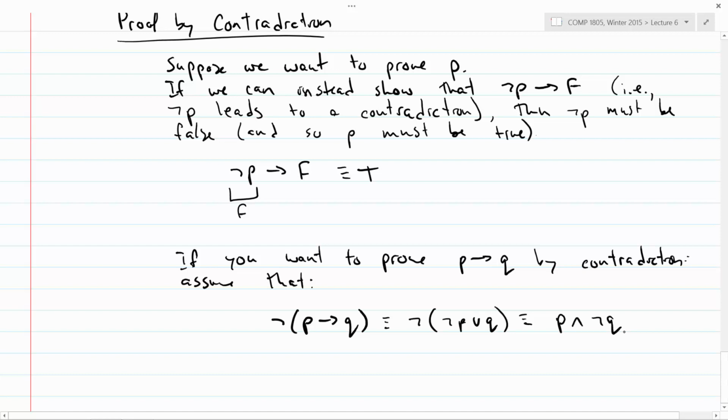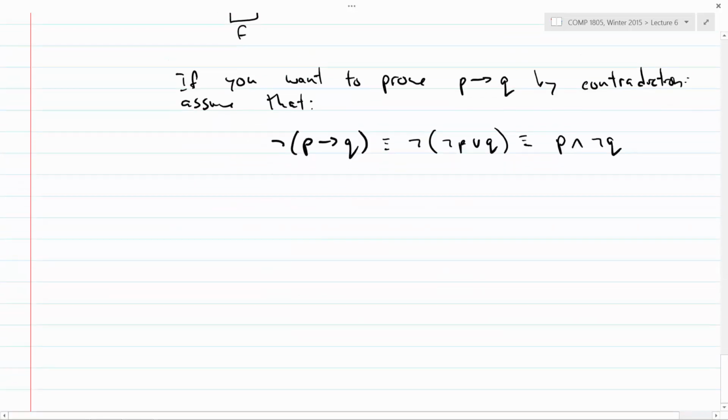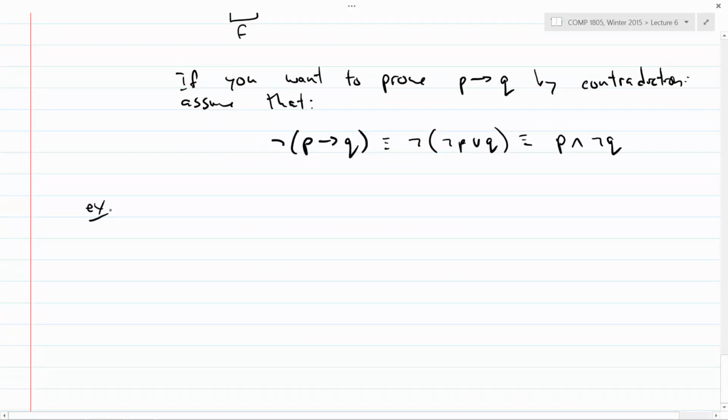So if you want to prove an implication by contradiction, you assume that the left thing is true, but the right thing isn't. And if you can prove that that leads to some kind of contradiction, well then the negation has to be false, which means the original implication is true. If this seems weird, let's do a few examples, and then hopefully it'll clear things up. So here's the first example. I want to prove that root 2 is irrational.